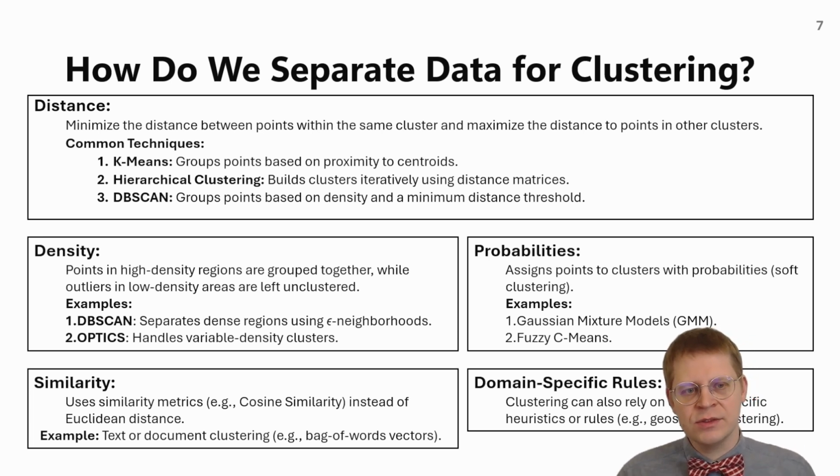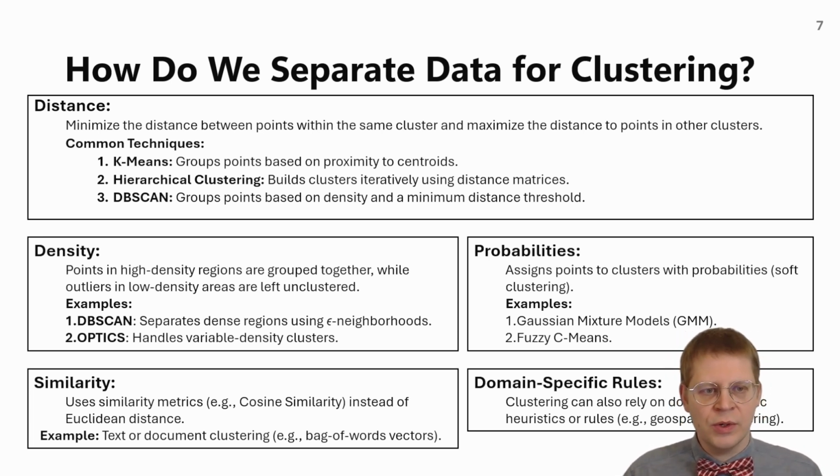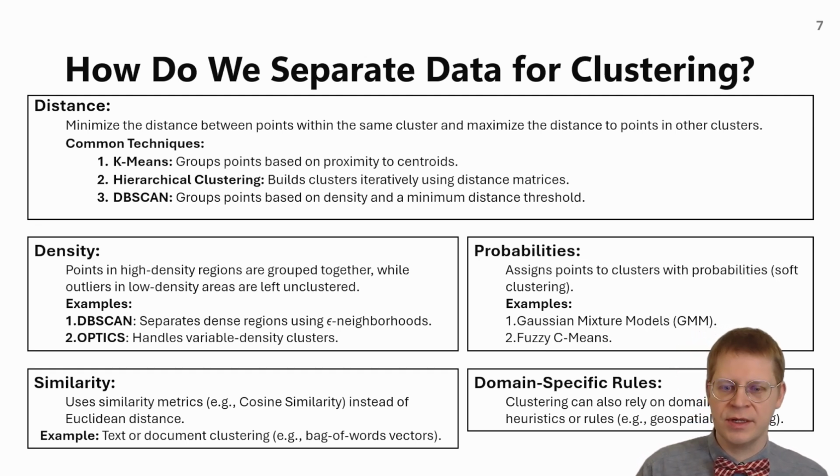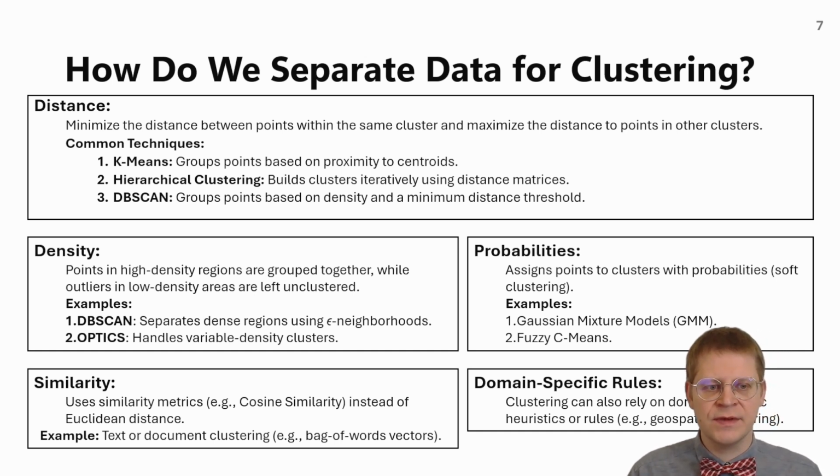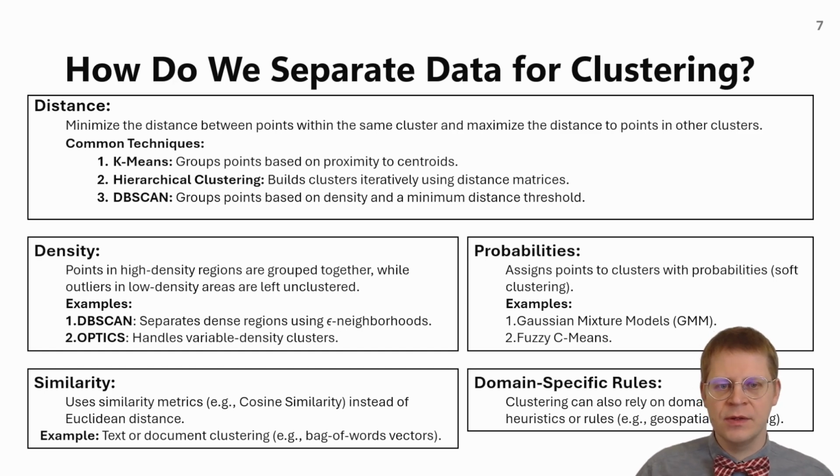To separate the data into meaningful clusters, we rely on various strategies. Distance-based methods like K-Means focus on proximity. Density-based methods such as DBSCAN identify dense regions and treat sparse points as outliers. Probability-based approaches assign probabilities for soft clustering. And for text or document clustering, similarity-based metrics like cosine similarity come into play. And in specialized fields, we can use domain-specific rules to guide clustering.